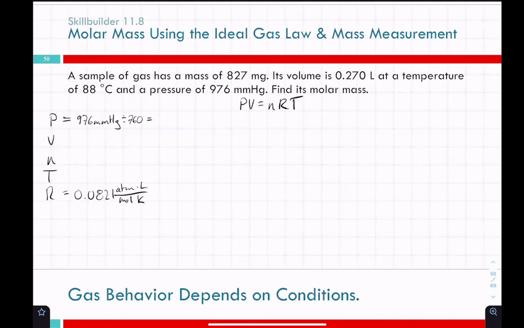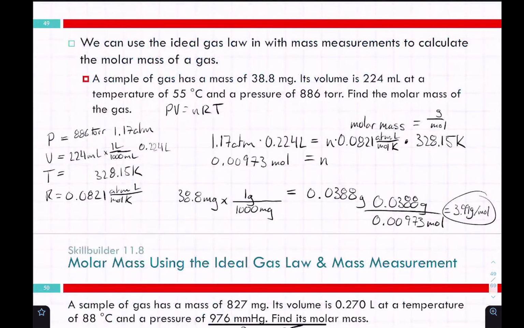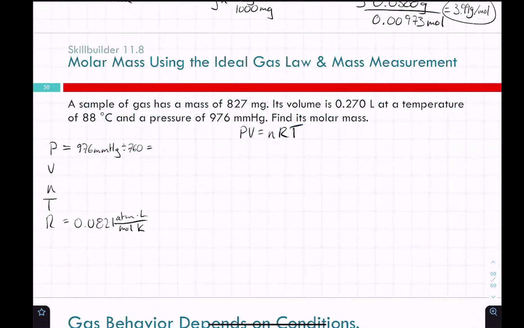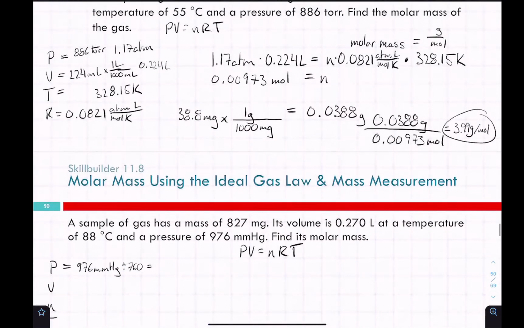Why didn't we have to do that last time? We did do that last time. I didn't write it here, but I converted it to atmospheres. So if you take that 886 and divide it by 760.